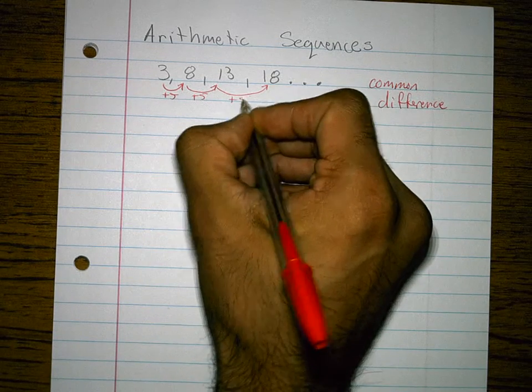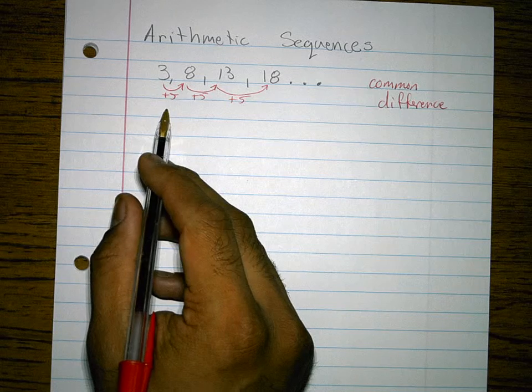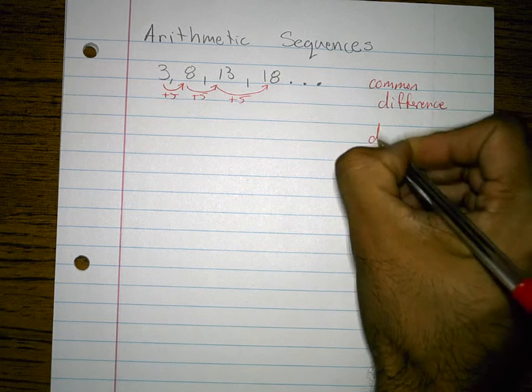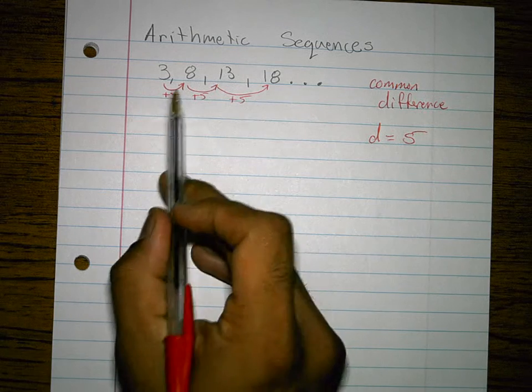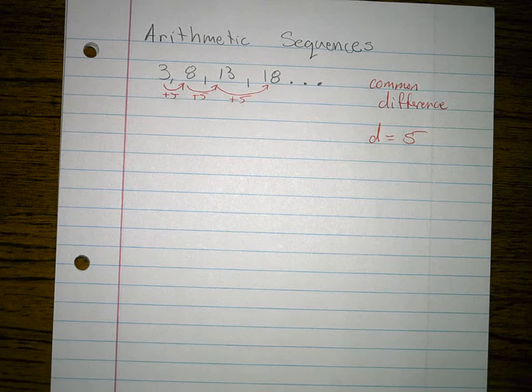So you can see here, every single time I add a 5. So we use a D to represent that. So I have a common difference of 5. Since I add or subtract the same number every time, that's an example of an arithmetic sequence. So there's a lot of notation with this, and it really throws a lot of people off. So let's see if we can understand it.